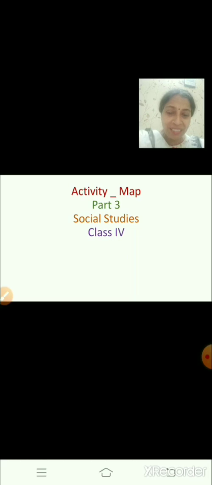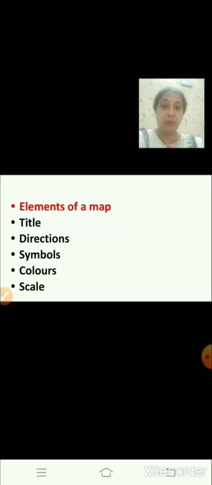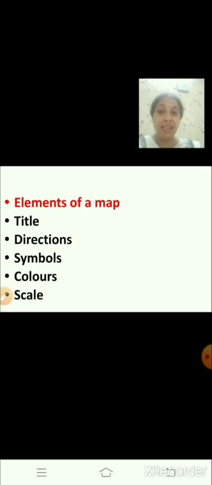Sairam students, welcome back to the session Activity Map Part 3. So today we are going to learn to locate places on a map. Before that, let's quickly recall what we had learned in the previous class. In the previous class we had learned elements of a map.